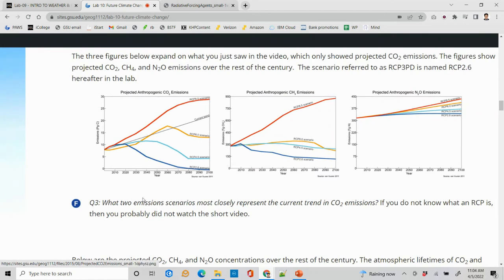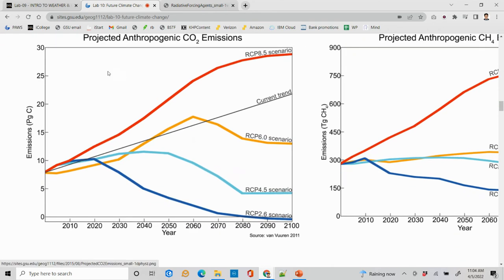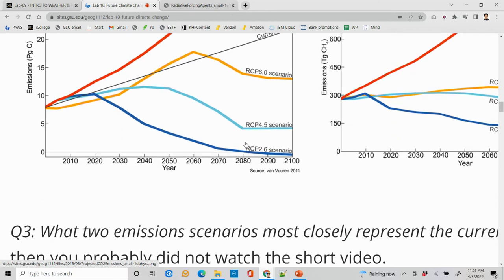So what two emission scenarios most clearly represent the current trend? The current trend is the black line. You need to answer which two scenarios are actually close to this trend. As you can see, these and these are close to the current trend. So that's how you'll answer this question.